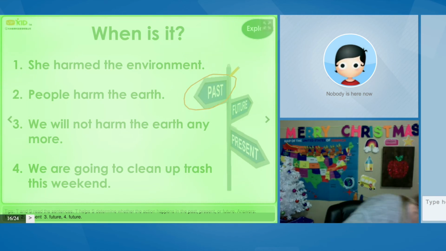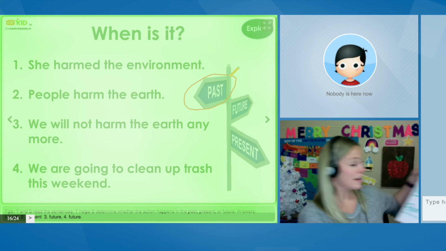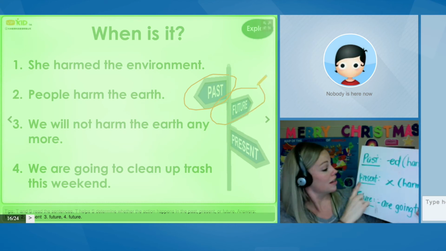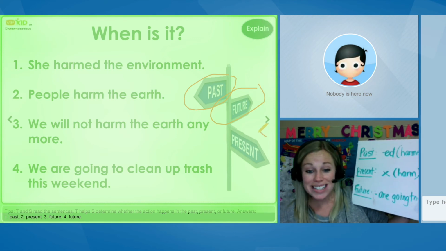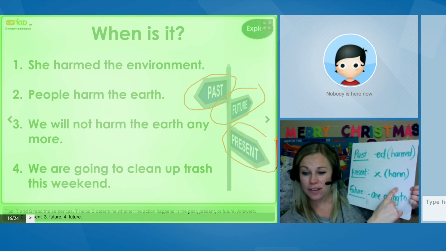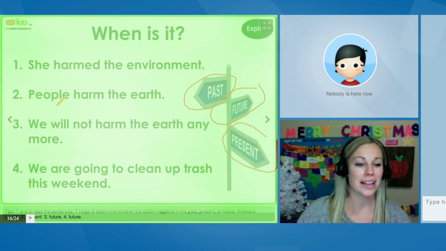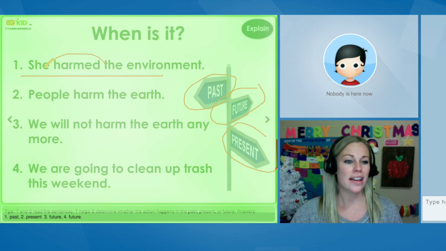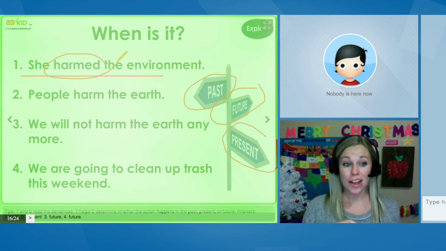Past. Look. And I have a cheat sheet for him somewhere. Here we go. Past ends in ed. Future is going to. Present, base form or infinitive. We don't change the verb. Can you read number 1? Good. Look, Ava. Past, present, or future? Harmed.